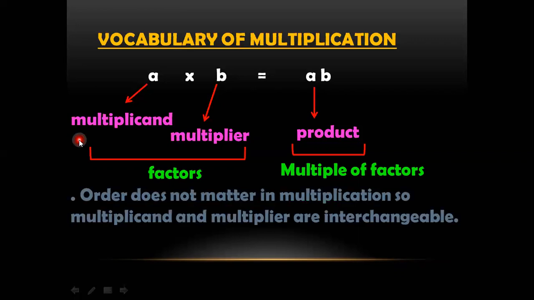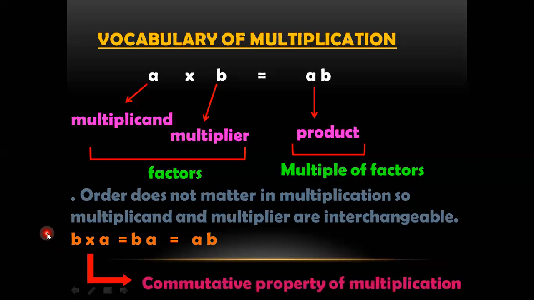Here, another important thing to note is that order does not matter in multiplication. So multiplicand and multiplier, they can be interchangeable. We can also write it like B multiplied by A. It will be equal to B into A. So they will be also equal to AB, as we can see here. B into A is equal to BA, which is also equal to AB. And this particular property is also named as commutative property of multiplication. This property is applied in real numbers as well as in algebra.